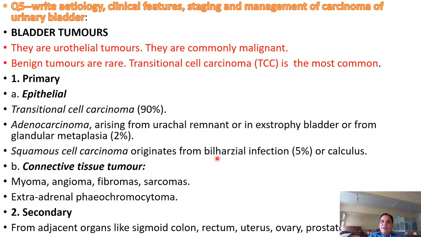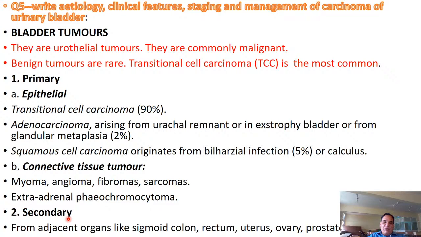The cause is bilharzial infection and calculus. So don't take calculus lightly. Calculus is also one of the risk factors for malignancy of the bladder. Epithelial tumors, connective tissue tumors. What are they? Myoma, angioma, and extra-adrenal pheochromocytoma. Pheochromocytoma usually occurs at the adrenal, but this can be in extra-adrenal tissues.